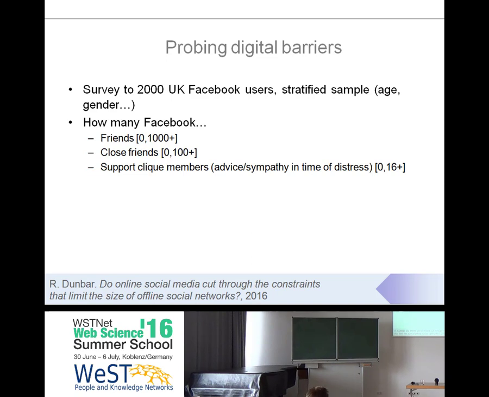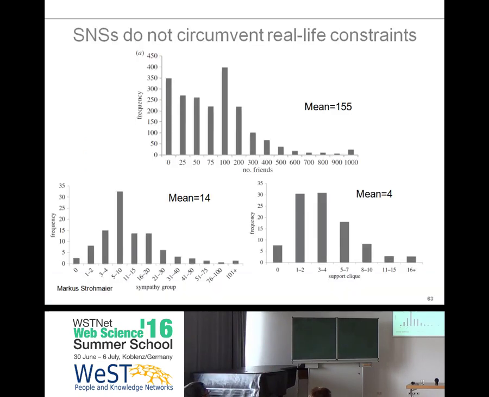But again, when we ask more subtle questions, like a survey to Facebook users, and when we ask them to rate how many friends they have, how many close friends they have, and how many support members they have, then we get very interesting answers. So, on top of the graph that we have, those are answers from people, this is not the social network, right? They still say that maybe they would consider 100 or 200 of their network as actual friends. They would characterize 5 to 10 people as their sympathy group, and maybe 1 to 5 as their support group.